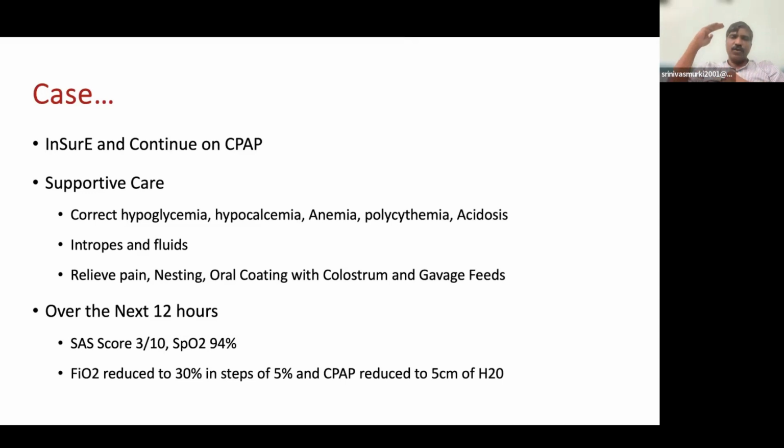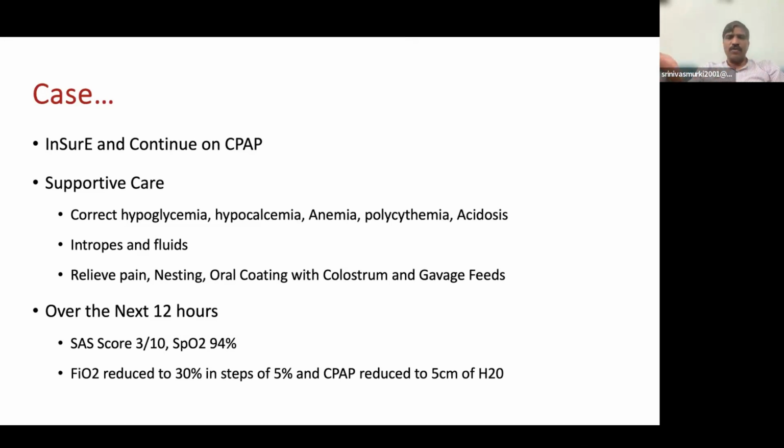So gradually FiO2 was decreased from 60% to 30% in steps of 5%, and the pressure was reduced from 7 to 6, 6 to 5. So we came down on FiO2 first, and then the pressures. So on these pressures of 5 and FiO2, subsequently, if there are no retractions, if saturations are normal, we can come down on the FiO2 to 25 to 21%, and then pressure from 5 to 4. So subsequently, again, at 4 and 21%, we can switch over to HFNC.